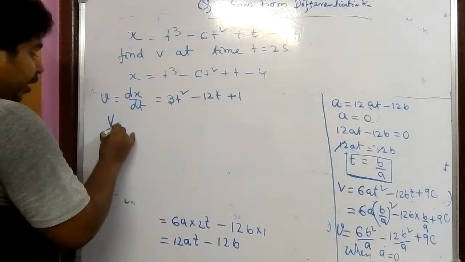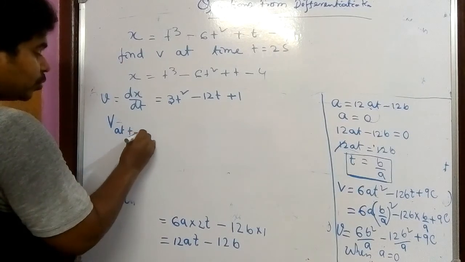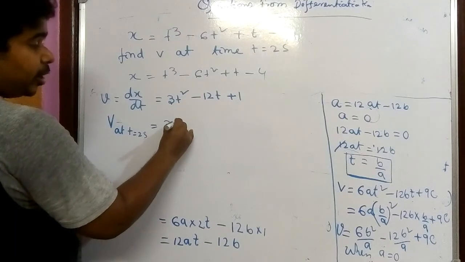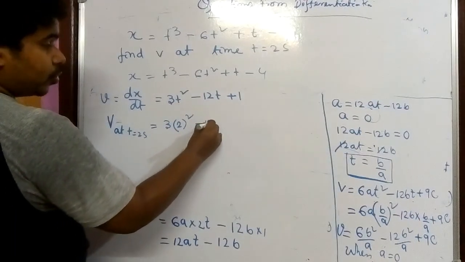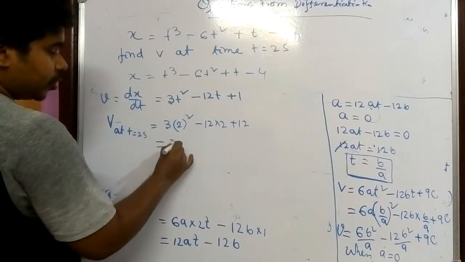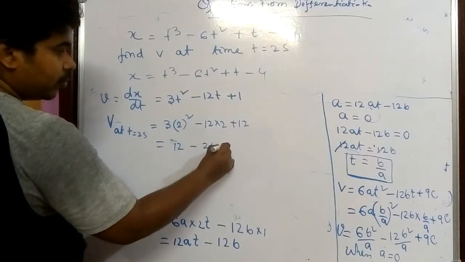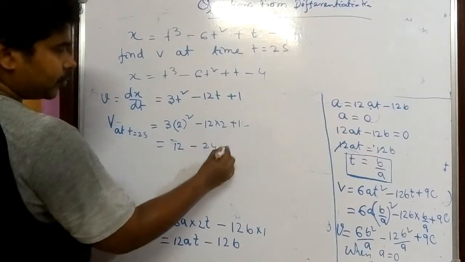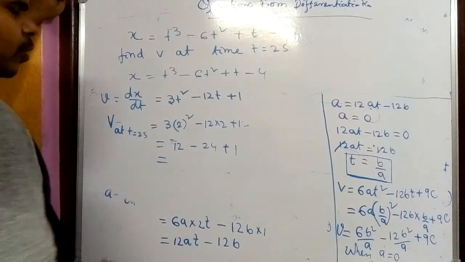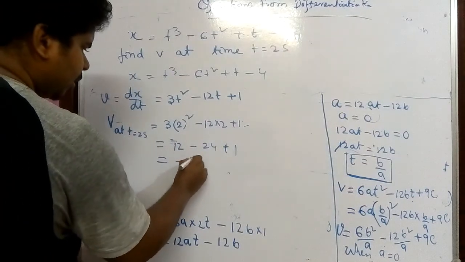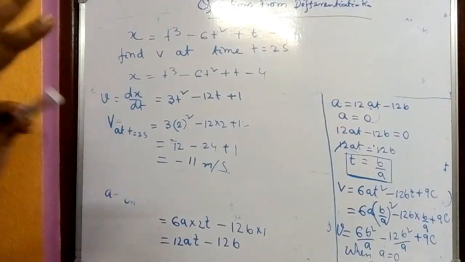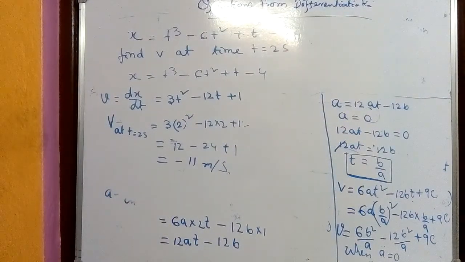Now we have to find v at t equals 2 seconds. So put the value t equals 2: 3 into 2 square minus 12 into 2 plus 1. So 3 into 4 is 12, minus 24, plus 1. So 13 minus 24 means it is minus 11 meter per second. That is our velocity. So this type of questions may come in exam.